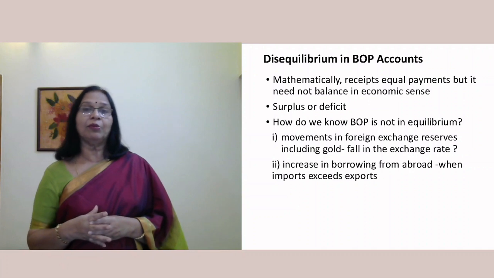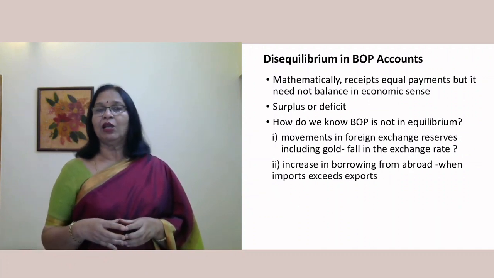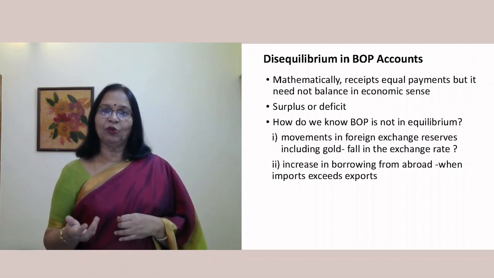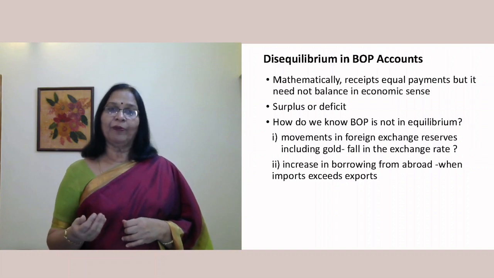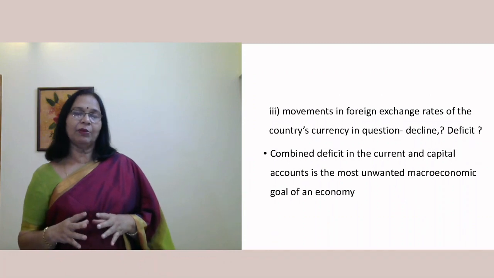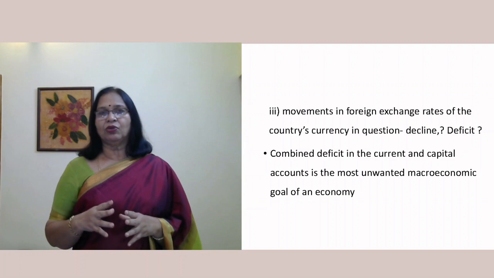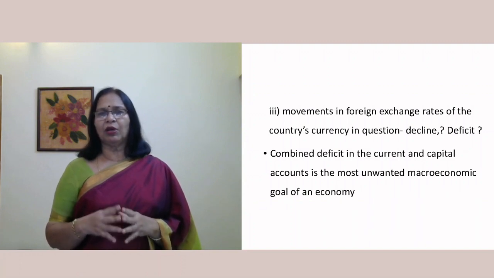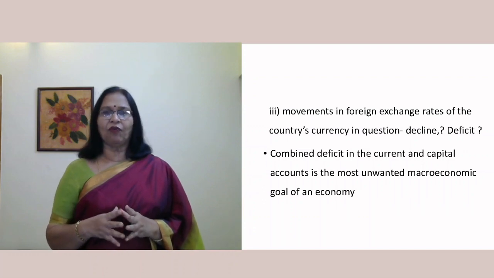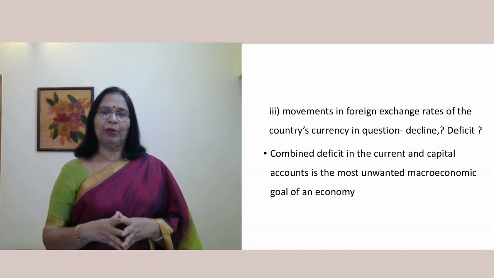The second thing is increasing borrowing from abroad. When we borrow more from abroad, it means that we are importing more than what we are exporting. So that is another way to know that we are having a deficit in the balance of payment. The third thing is the movement of foreign exchange rates of the country's currency. If the currency's foreign exchange rate is showing a movement and the rates are falling, then it indicates that the country is having a disequilibrium in the balance of payment.